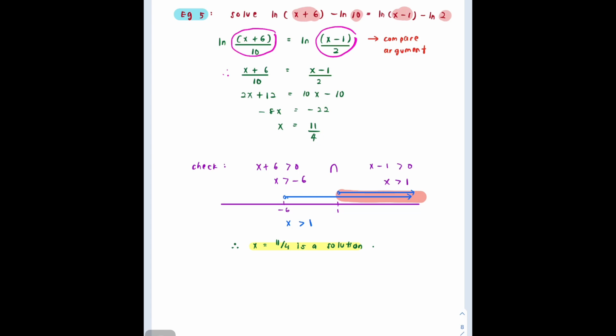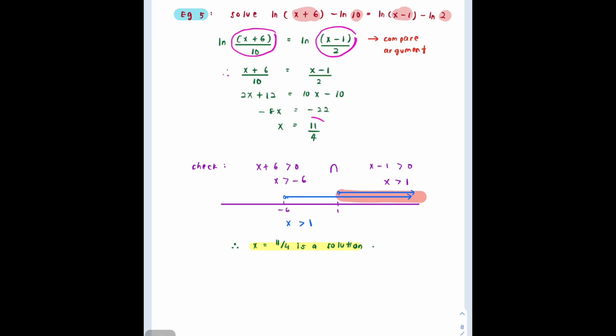Okay, how to check? Let's say madam uses the second method, checking for the domain. So you have 2 unknowns here, 2 arguments. The 10 and 2 you can ignore because these are constants only. So the first argument is x plus 6 more than 0. The second argument is x minus 1 more than 0. Solve these two. The first one is x more than negative 6. The second one is x more than 1. So combine these two answers in one number line by using the intersection symbol. Intersect means you choose only the double line area. So your domain will be x is more than 1.